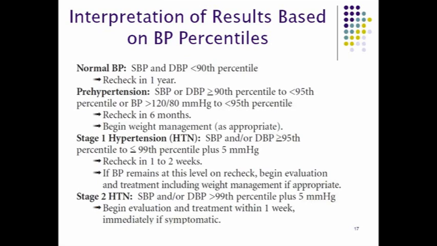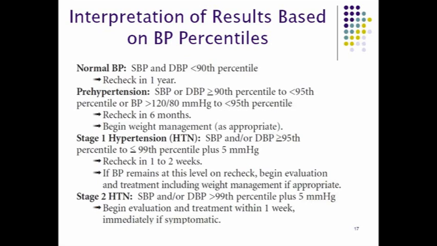If they are pre-hypertensive, in other words, we have blood pressure between the 90th and 95th percentile, or it's over 120/80 and less than the 95th percentile, the correct process is to recheck in approximately 6 months and to begin weight management as appropriate. One of the important things to note is that it's either of these two blood pressures. So if the systolic, let's say, is above the 90th percentile, but the diastolic is normal, they still qualify as prehypertensive, and that applies to stage 1 and stage 2 hypertension as well.